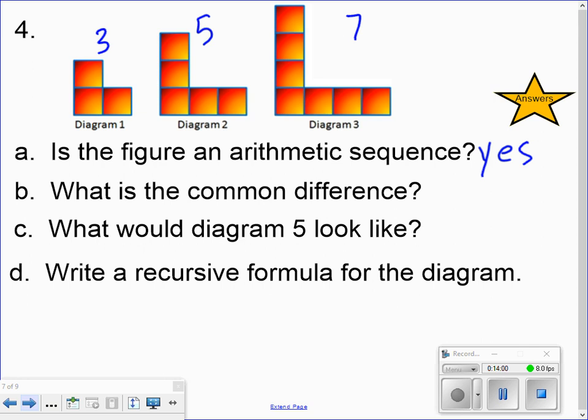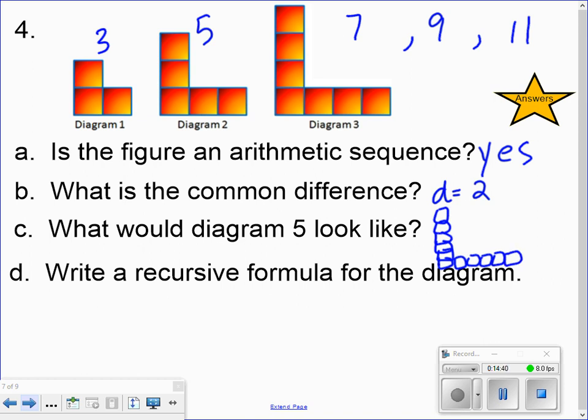Our common difference is that we're adding 2. So it says, what would diagram 5 look like? Well, if you continue, diagram 4 would have 9, and diagram 5 would have 11. You would just continue that pattern. So it would have 11 squares, and it would look like an L. So you'd have something that looks like 1, 2, 3, 4, 5, 6, then 1, 2, 3, 4, 5. So you'd have something that looks like this right here.